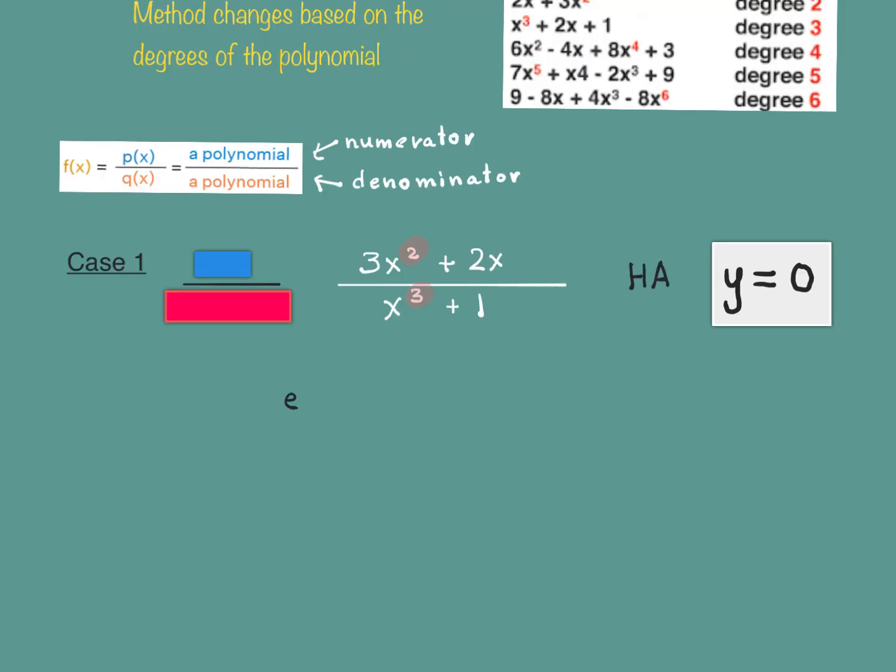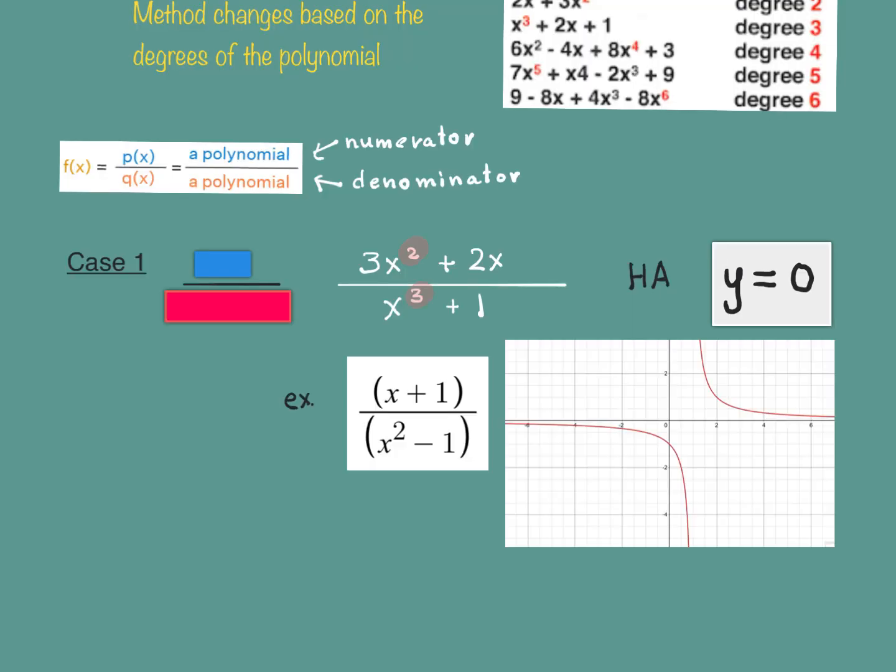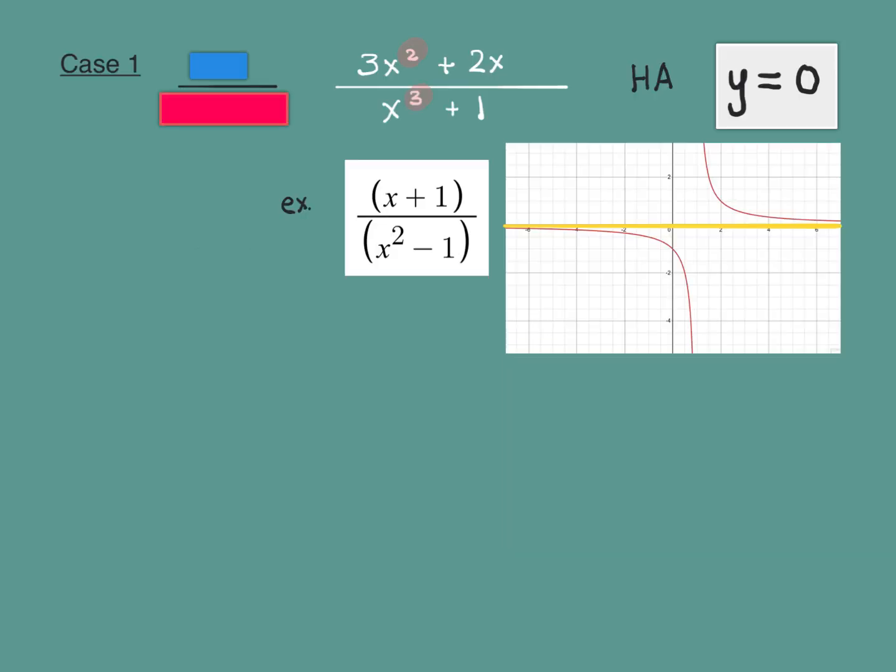For example, this particular rational function, x plus 1 over x squared minus 1, with a degree 1 in the numerator and 2 in the denominator, and you can see that the asymptote is y is equal to 0 here in yellow. Okay, let's go to case 2, where the numerator degree is the same as the denominator degree.